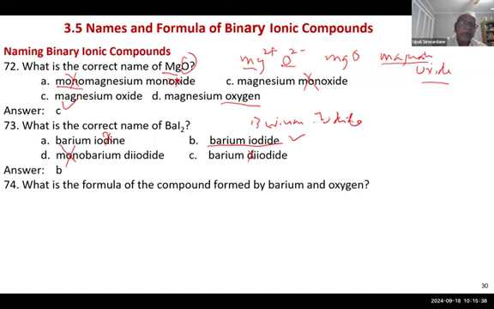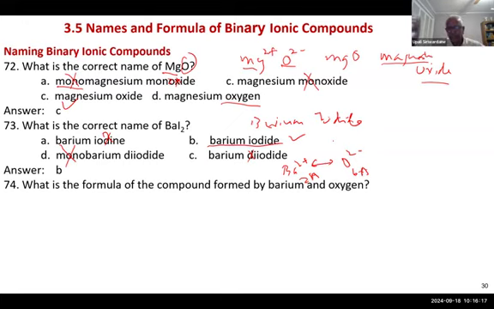What is the formula of a compound formed by barium and oxygen? Barium is 2+, oxygen is 2-. How do I know that? That's 2A, that's 6A. Non-metal gains 2 electrons. Metal loses 2 electrons. Therefore, charge is balanced here.